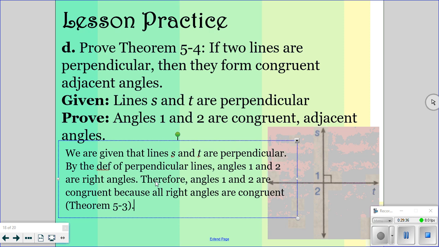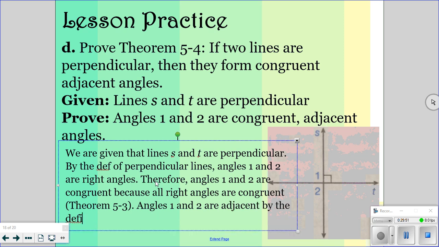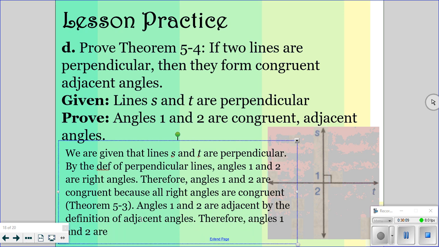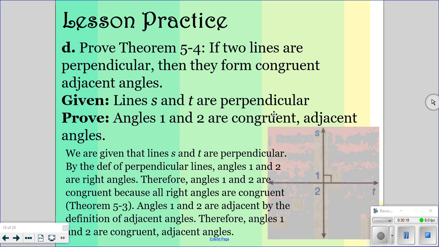Okay, so now angles 1 and 2 are congruent. Now we need to prove they are adjacent. So angles 1 and 2 are adjacent by the definition of adjacent angles. So therefore, angles 1 and 2 are congruent adjacent angles. So that could be your proof for that one.